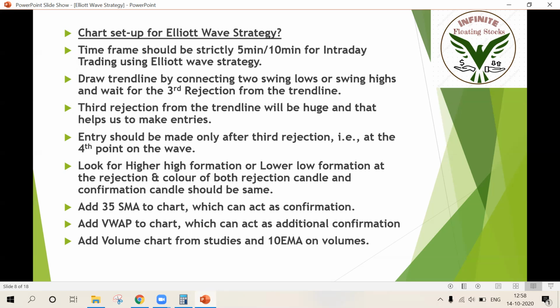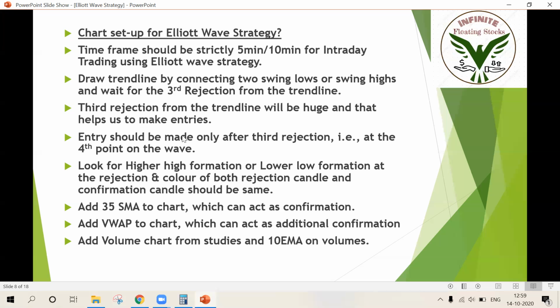For the price action strategy, confirmation one is to look for a breakout or rejection. Confirmation two is higher high, lower low formation with same color candles. Confirmation three is VWAP. Confirmation four is the 35 moving average. Confirmation five is the volume chart.